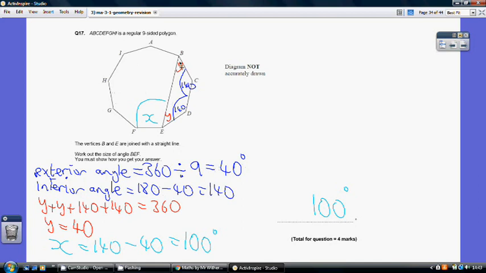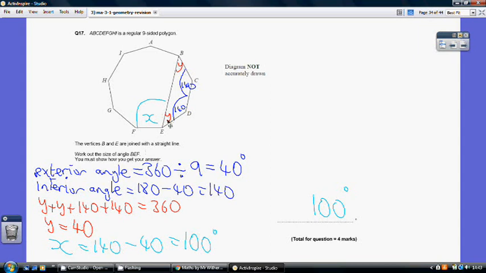Now, this shape EBCDE is a 4-sided shape. It's a quadrilateral. So its angles must add up to 360. Now, it's symmetrical, so these two angles here must both be the same. I'm going to call them y. So y plus 140 plus 140 must all add up to 360. So y must be 40 degrees.